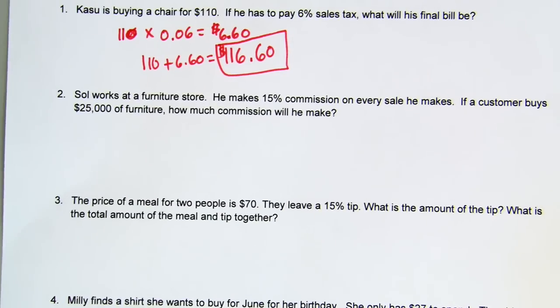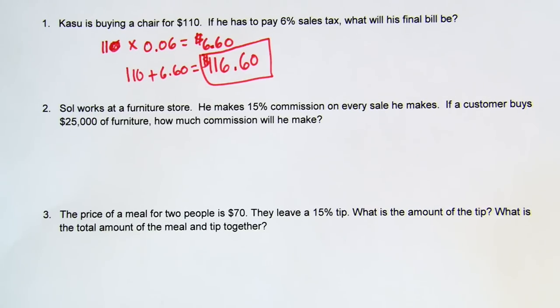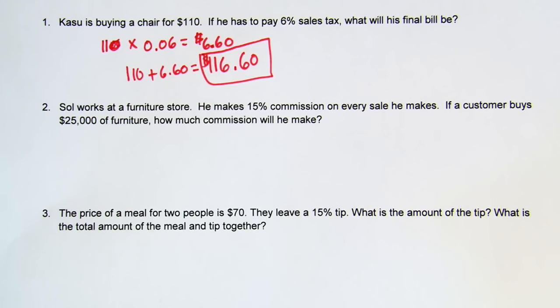is going to be what he'll have to pay for the final bill. Alright, number 2, we have Saul works at a furniture store. He makes 15% commission on every sale he makes. If a customer buys $25,000 of furniture, how much commission will he make?